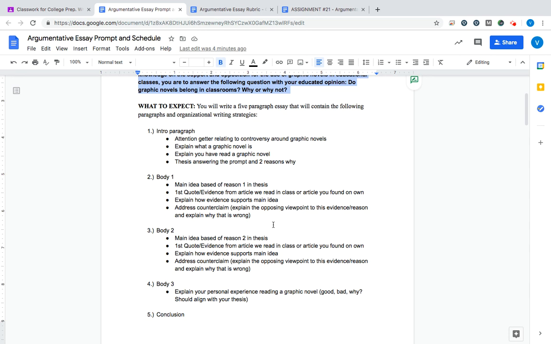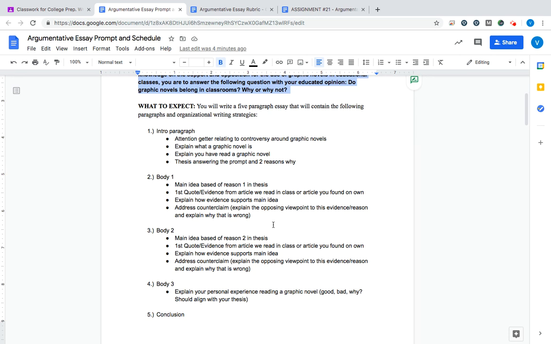So you may need to go back to those and refresh yourself. We read 2 articles supporting the use of graphic novels and 2 against the use. So depending on your viewpoint, you have 2 different things to choose from. You are more than welcome to go look for sources on your own. I just thought it might be easier on you and your time constraints with the wacky stuff we have going on with COVID, if you wanted to use something that we've already read.